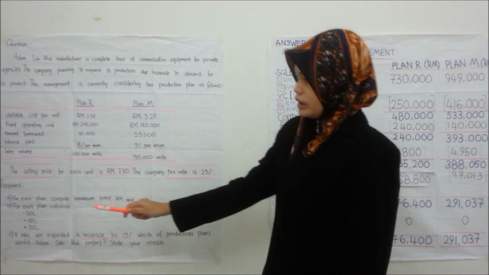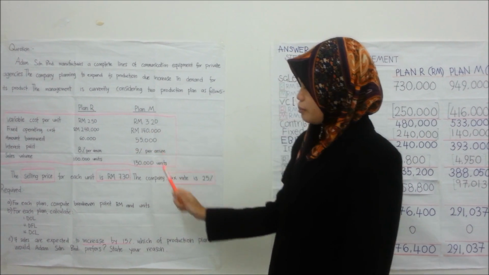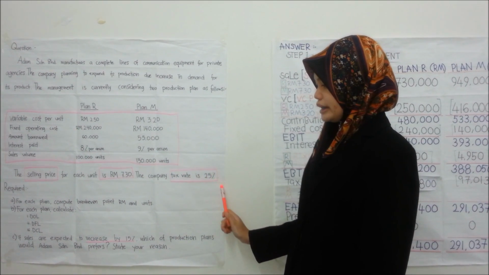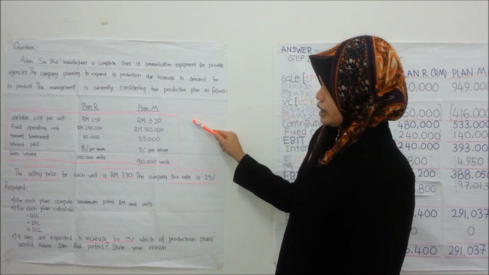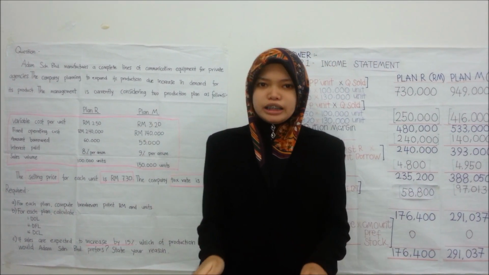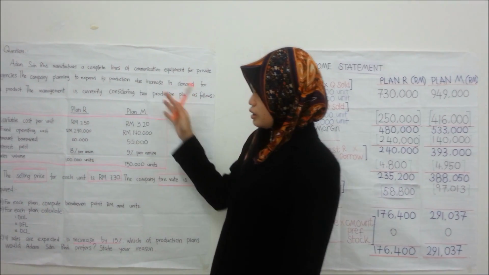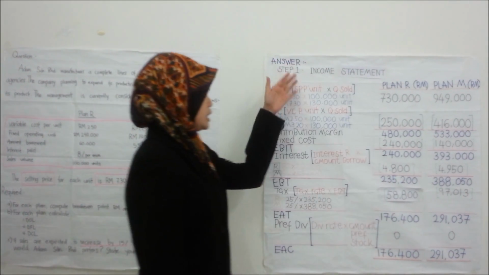And they also give you the selling price for each unit, which is 7 ringgit and 30 cents, and the company tax rate is 25%. After you see the question, you must do the income statement. Before you do the income statement, you must extract the information from this situation and then do the income statement.